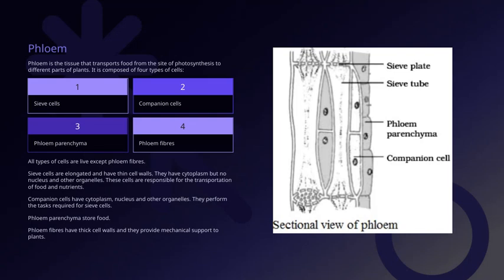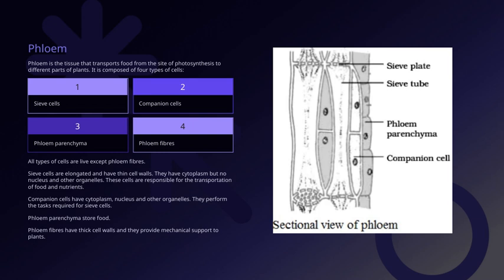Let's take a closer look at the phloem. This tissue plays a crucial role in transporting food, specifically the products of photosynthesis, from the leaves where they are made to other parts of the plant. It's like the plant's food delivery system. The phloem is made up of 4 different types of cells, each with a specific function.